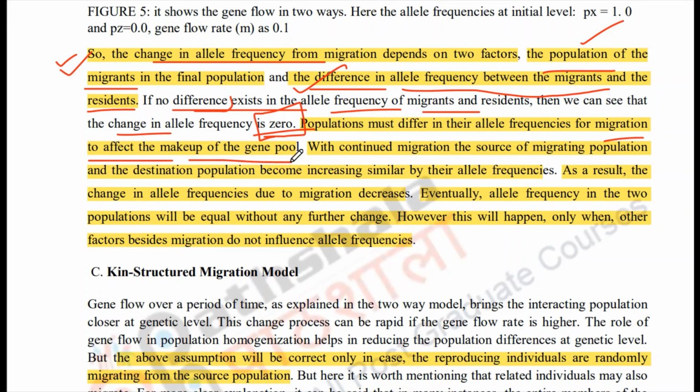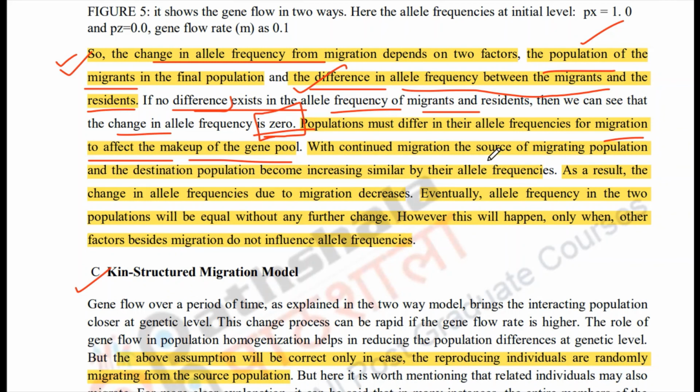Okay, when we study the kin structured model, you'll get this idea more clearly: if the genetic pool remains constant, then there's no point of migration or gene flow through the migratory event or any form of movement into the new population, because then there is no difference, there is no change being produced.